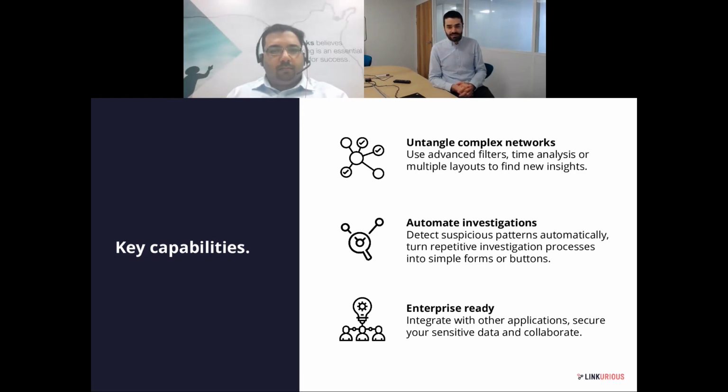Another critical aspect is the fact that Linkurious Enterprise helps automate investigations. You can detect suspicious patterns automatically, and that's what we have seen with the alerts module. But it's also possible to turn repetitive investigation processes into simple forms or buttons. And finally, all of that comes in an enterprise-ready package. So Linkurious Enterprise provides a REST API that makes it very easy to integrate our software with other applications. And it includes advanced security options to secure your sensitive data and make sure that it remains safe.